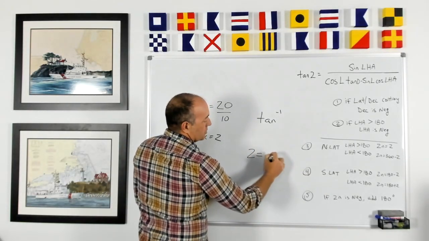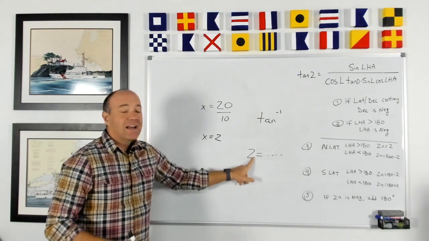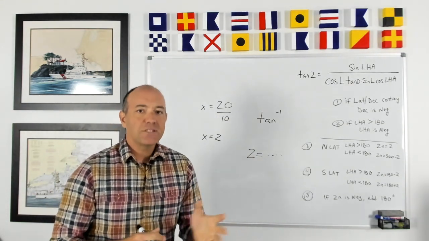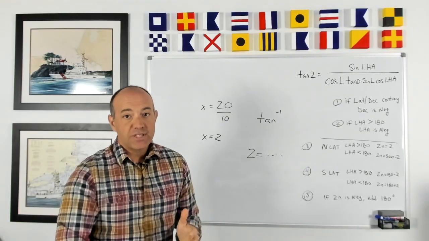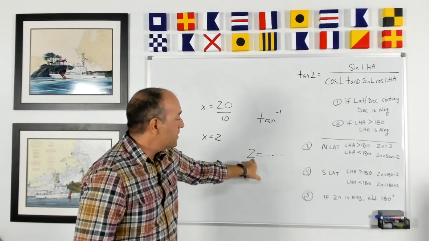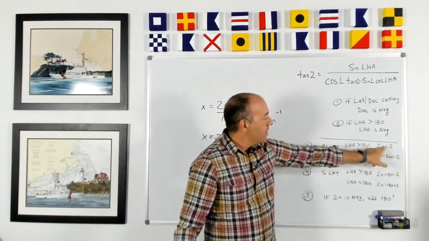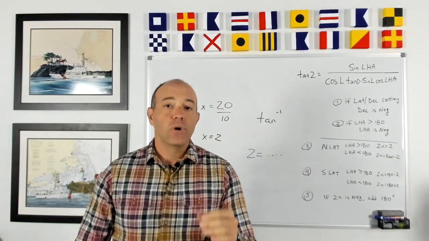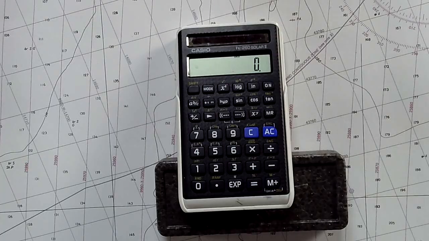Z equals some number. Remember though, that is the interior angle of a triangle. Sometimes it matches your course, but most times it doesn't. So you need to take this z value and apply these rules to get what's known as Zn, or your true azimuth. The last thing to mention before we get started is going to be the calculator functions.